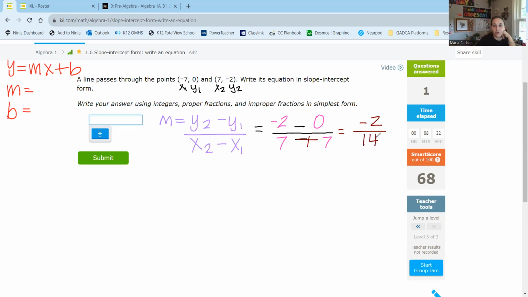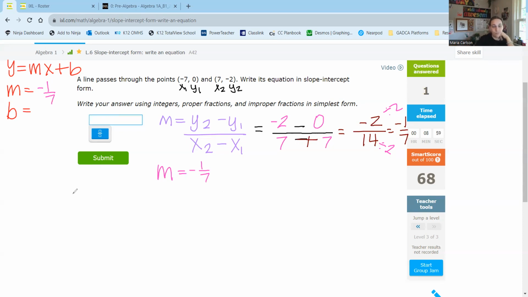So we have -2 over 14. And really that's the same thing as -1/7. I just divided both my numerator and my denominator by 2. -2 divided by 2 gives me -1, and 14 divided by 2 gives me 7. So our slope, m, is equal to -1/7. So I will write m is equal to -1/7. Now I need to follow the same steps I did last time to get my b.